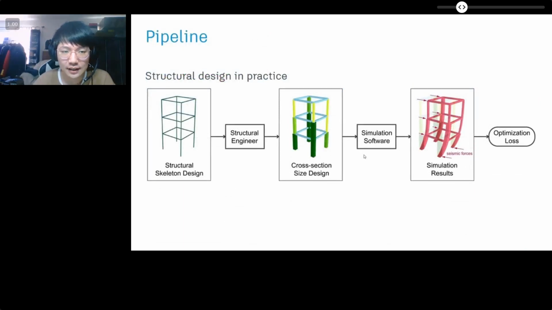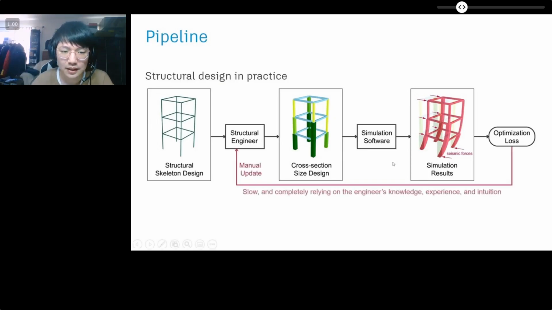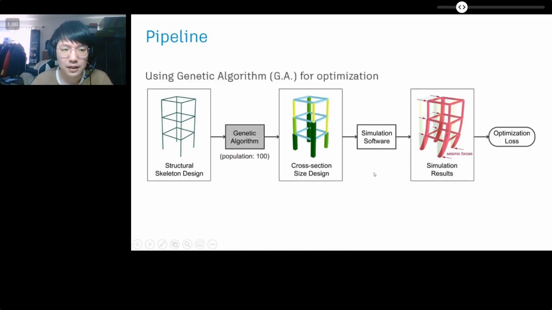So let's take a look at different methods. This is the traditional method where we have a structural engineer create this cross-section size design, which is fed to simulation software, and we end up with an optimization loss. As I mentioned, this process is manual, slow, and completely relies on engineers' knowledge, experience, and intuition. To automate this process, we can use a GA to output an optimal size design. A genetic algorithm is an iterative algorithm which constantly calls the simulation software for evaluation. So this is also very slow.